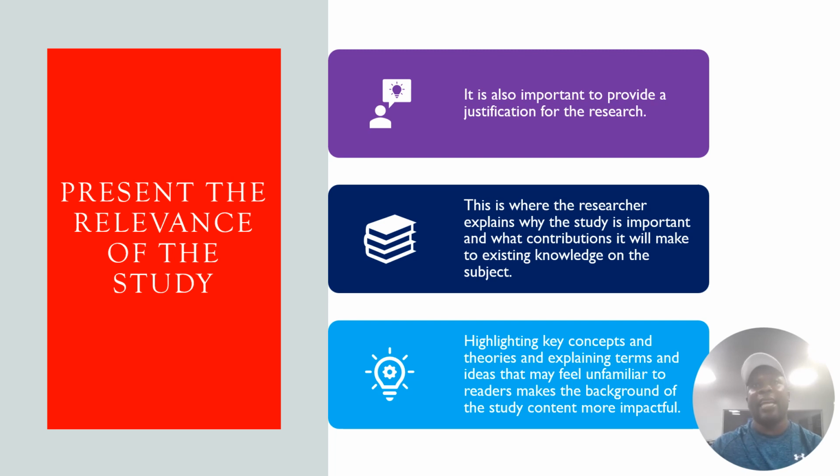When we come to that section, you're just mentioning it, no longer discussing it, because most of it you have already discussed. Highlight key concepts and theories and explain them, along with themes and ideas that may feel unfamiliar to the readers, to make the background of the study more impactful. This is very important for people doing engineering, because you come out with terms that are not familiar to people. The background to the study is an opportunity for you to clarify those concepts. If your study is strongly rooted in a theory, make sure that you explain those theories or terms and ideas in the background of your study.